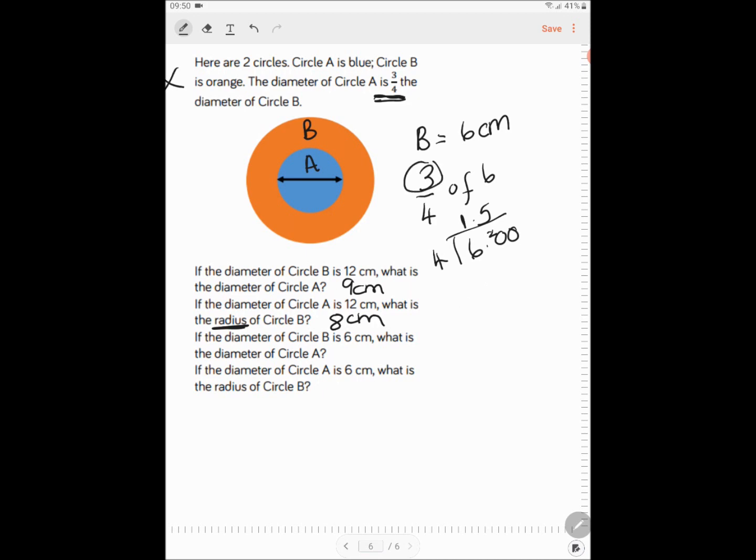Now I've got to multiply it by the 3. So 1.5 multiplied by 3. 5 3s are 15. 1 3 is 3. Add the 1 is 4. Don't forget your decimal. It's not 45, it's 4.5. So the diameter of circle A in that scenario is 4.5 centimetres.